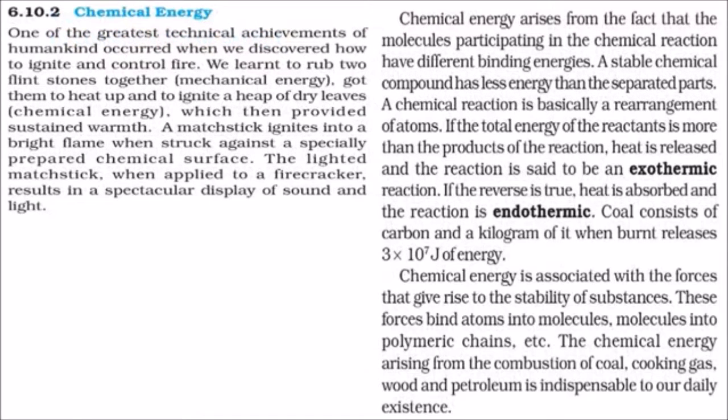Then chemical energy. Chemical energy is involved whenever something is happening, since chemical processes are also going on. This chemical energy is there for conversion from one chemical form to another. That is, we have exothermic and endothermic reactions, in which heat is released in one and absorbed in the other. For example, coal consists of carbon, and a kilogram of it, when burned, releases 3 × 10⁷ joules. The combustion of coal, cooking gas, wood and petroleum is indispensable, and they are utilizing the chemical energy form.